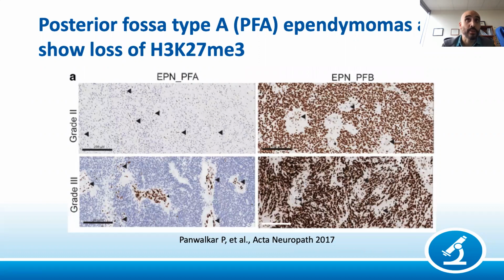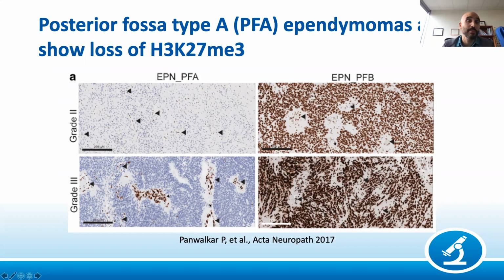Because I think it reveals some very cool and interesting biology. My friend Sriram Venneti at the University of Michigan reported this a few years ago: a specific type of posterior fossa ependymoma, what we now refer to as the posterior fossa type A ependymoma, actually has the same phenotype with regard to H3K27 trimethyl that diffuse midline gliomas have. They have this dramatic loss of staining in the tumor cells with retention in the vasculature.